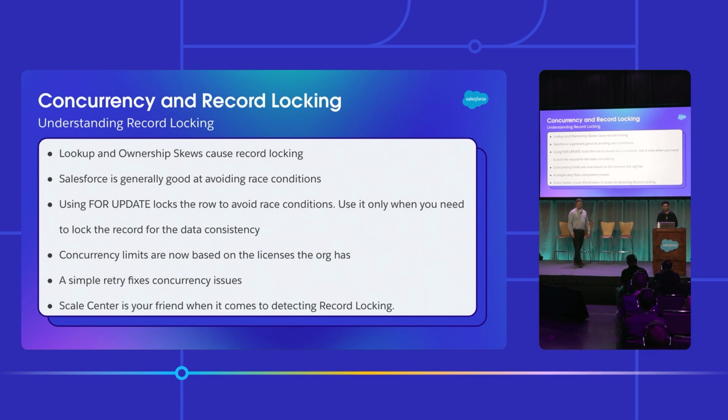Awesome, and Scale Center is your best friend when it comes to diagnosing it. It can spot and tell which records went into the record locking state, which user caused it, which process caused it. So it really gives a really nice monitoring tool.